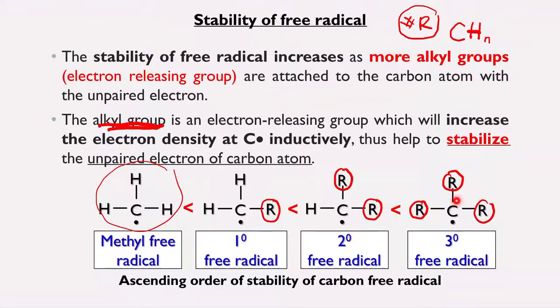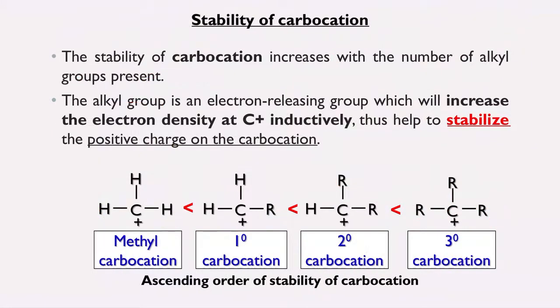Therefore, the alkyl group, the electron releasing group, will increase the electron density at carbon inductively. Therefore, it will stabilize the unpaired electron of this carbon atom. So maksudnya lebih banyak alkyl group for free radical, lebih stable lah awak punya free radical tu. Okay.